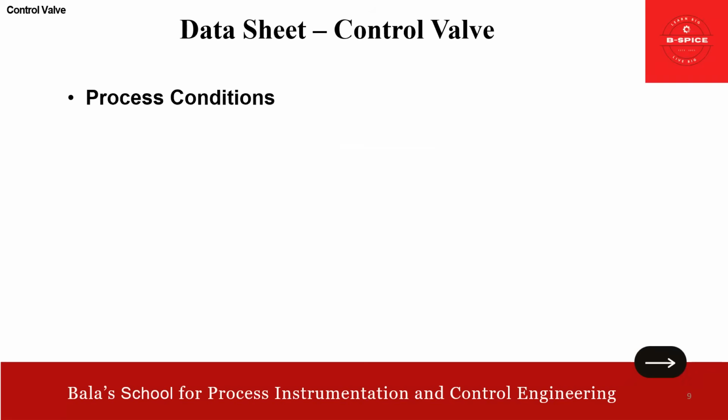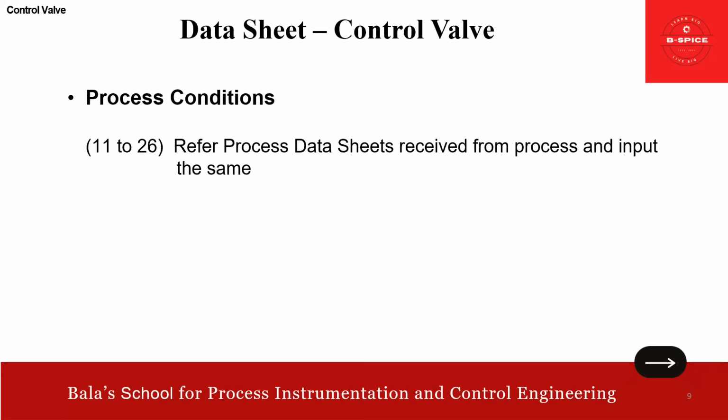Now we will move on to the process conditions. As I highlighted earlier, there are items 11 to 26. Just for reference, I put this serial number, but of course it depends on the company data sheet you are working with. In this case, for all these items 11 to 26, you need to refer to the process data sheet received from the process team and input the same. Then, very important: you may ask why this is in blue font. Whatever is highlighted in blue font is additional info I want to feed in.